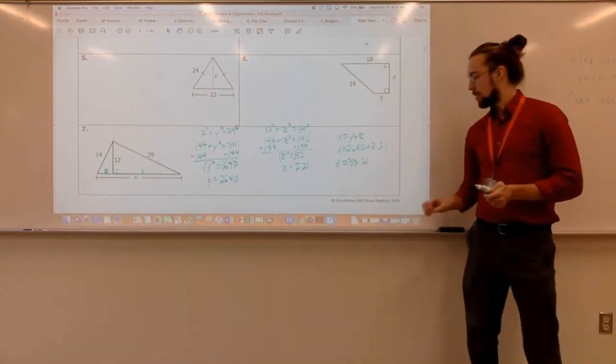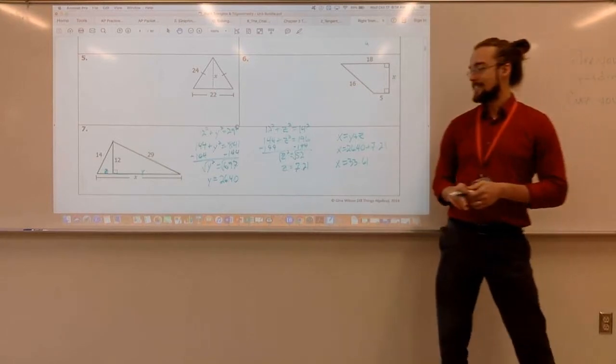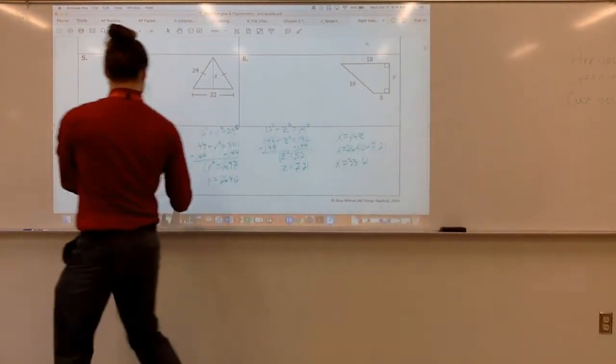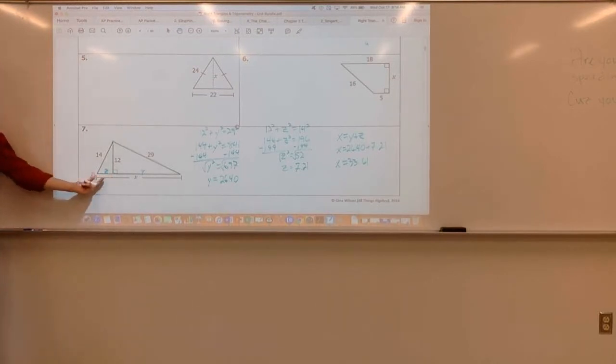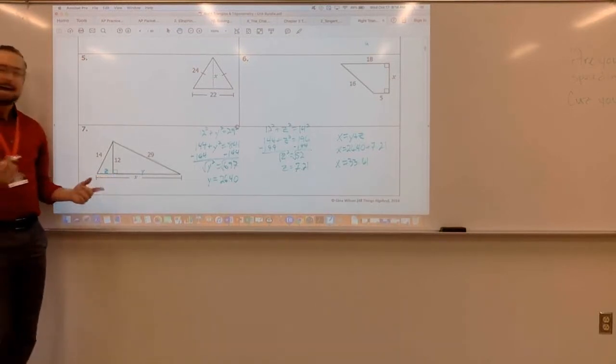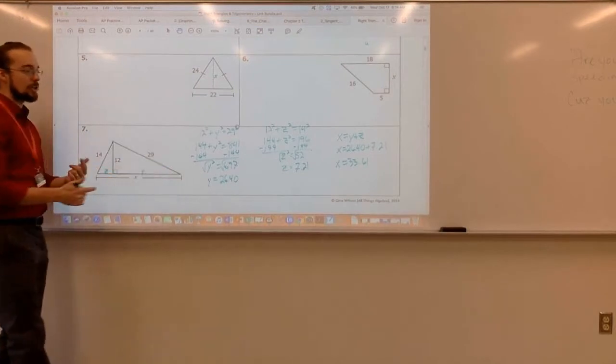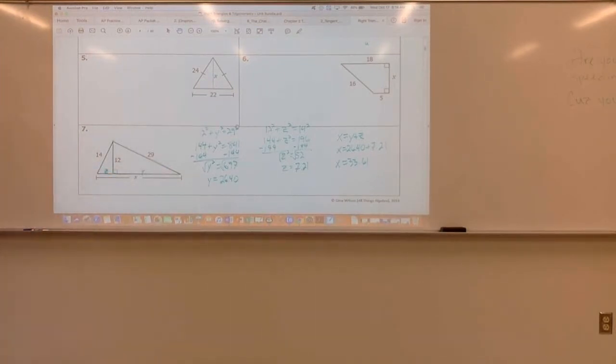I got 26.4 for this first piece, 7.21 for this piece. So when I add those together, this entire length of x, I got 33.61. Is that what you guys all got? That's awesome. That's what Bree got, so it must be right.